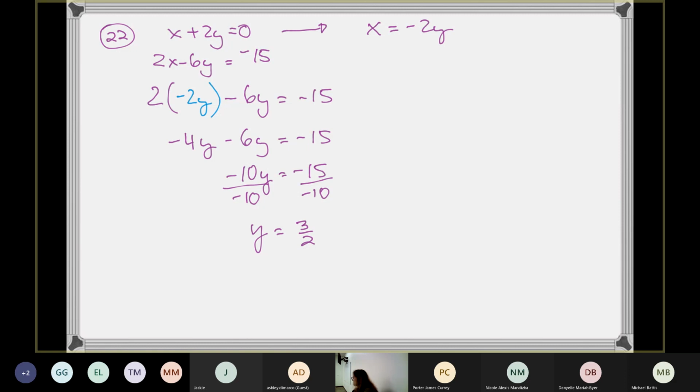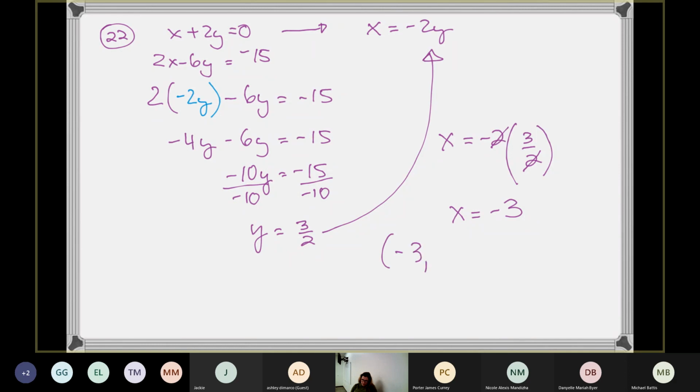Did I do this wrong? Anybody else positive 3/2? Yep. So then I'm going to plug it in. x equals negative 2 times 3/2. I can reduce the 2's and x equals a negative 3. Oh, yeah. Okay, so you had the signs switched. So the answer is negative 3, 3/2. Didn't realize it was negative 15. Oh, I see. Yep.